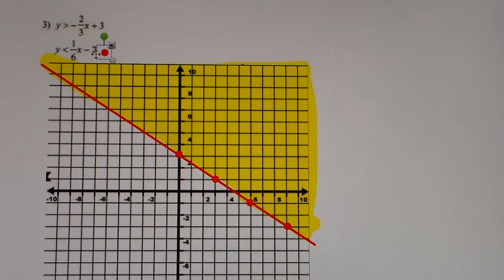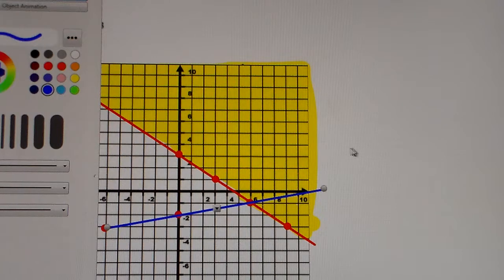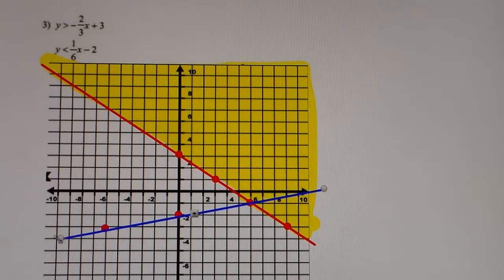All right, next we have to plot the other equation, so we plot the point negative 2. Our slope is 1/6, so we go up 1 to the right 6, or down 1 to the left 6, to make our nice second line here. So there's our second line. Make sure you draw it all the way through the graph so we can identify all 4 sections here.